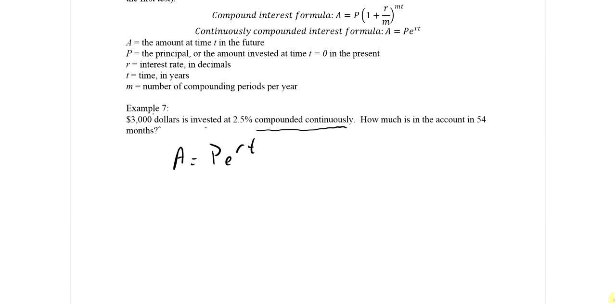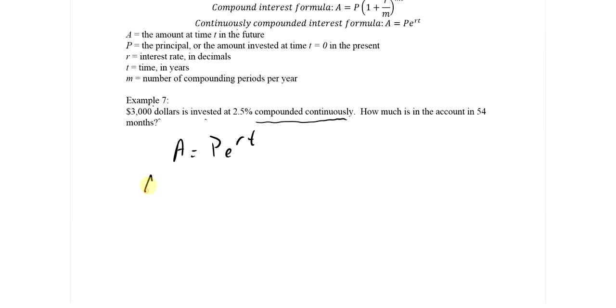What do I need to know? I need to know what my variables are: A, P, r, and t. The way these problems work, and this will be all through chapter 3, is there are 4 variables in this particular formula. They'll give you 3 of them, and you have to figure out the 4th. So $3,000 is invested. That's the principal.